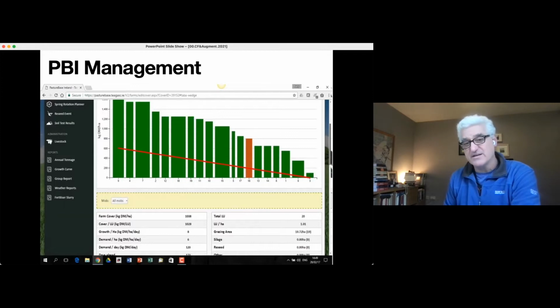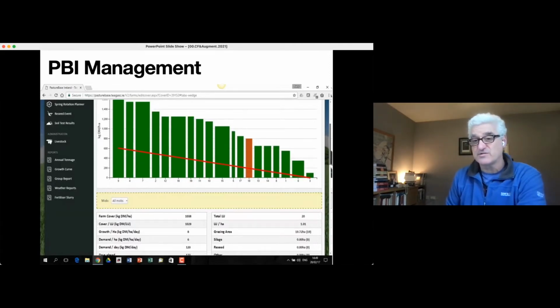And so what the farmer is trying to do here is keep those bars above this red line. If the bars fall beneath that red line, then it means that they don't have enough grass in the coming week for their herd. And it will mean, in fact, that they have to start buying supplements, as they call them, to replace that.